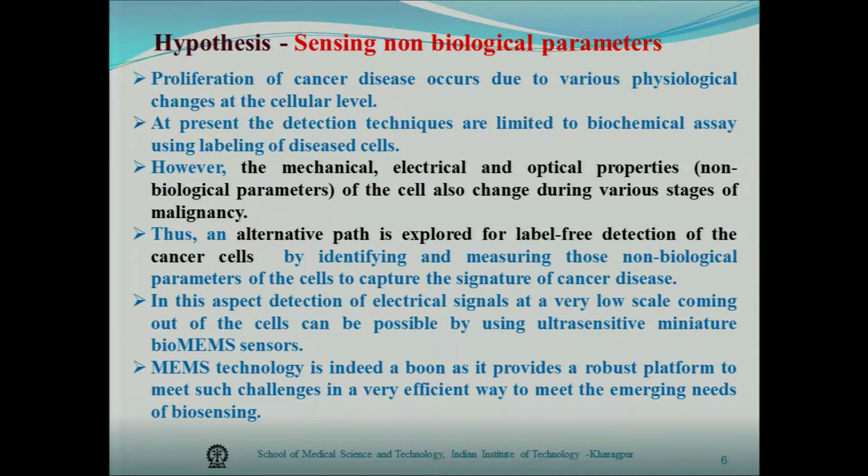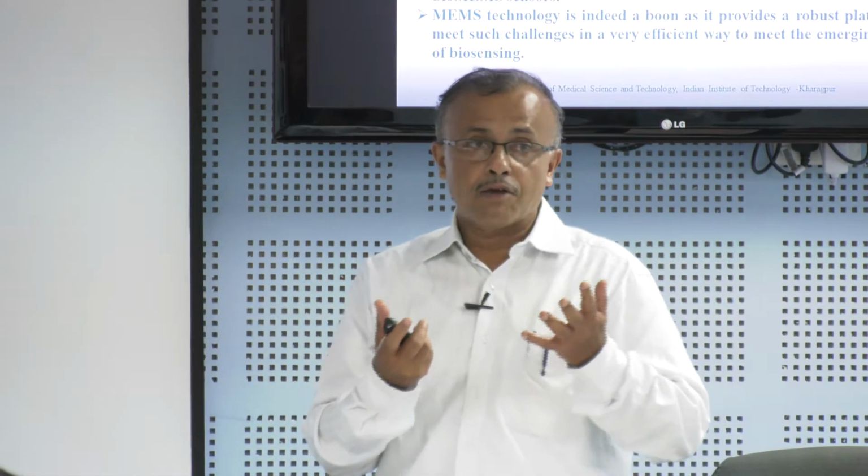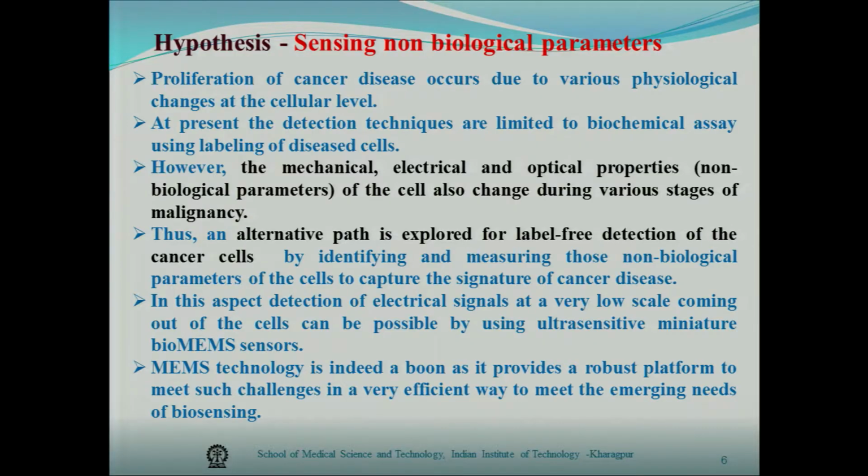So, here the main hypothesis is sensing the non-biological parameters: proliferation of the cancer disease occurs due to various physiological changes at the cellular level. Okay. So, the case I have taken is a cancer disease. A normal cell can slowly go towards a cancerous cell. And while it is going in that direction, what changes occur in the biomedical signals, particularly the bioimpedance, in the electrical domain.